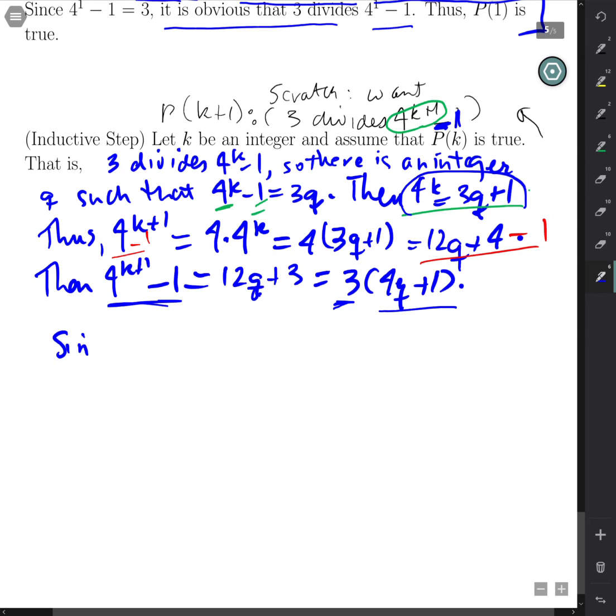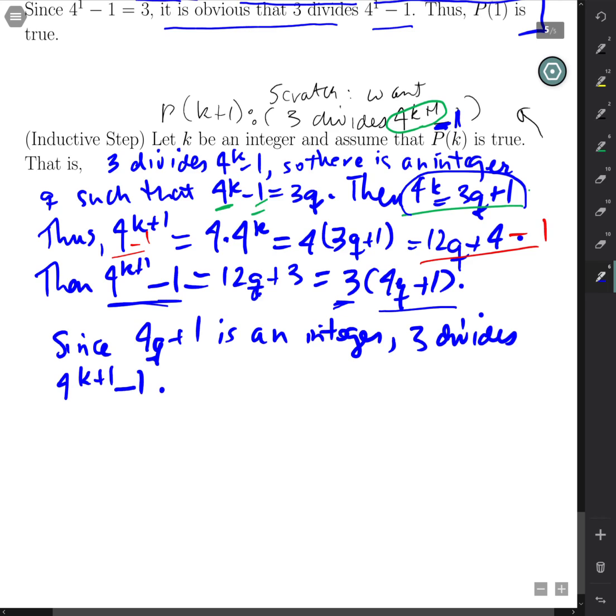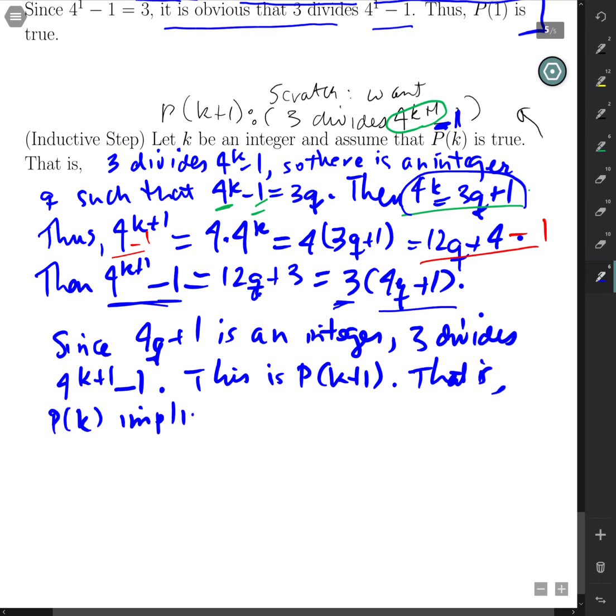So I'll say since 4q plus 1 is an integer, 3 divides 4 to the k plus 1 minus 1. So this is P of k plus 1. That is, P of k implies, when P of k is true, that P of k plus 1 is true. And so that concludes the inductive step.